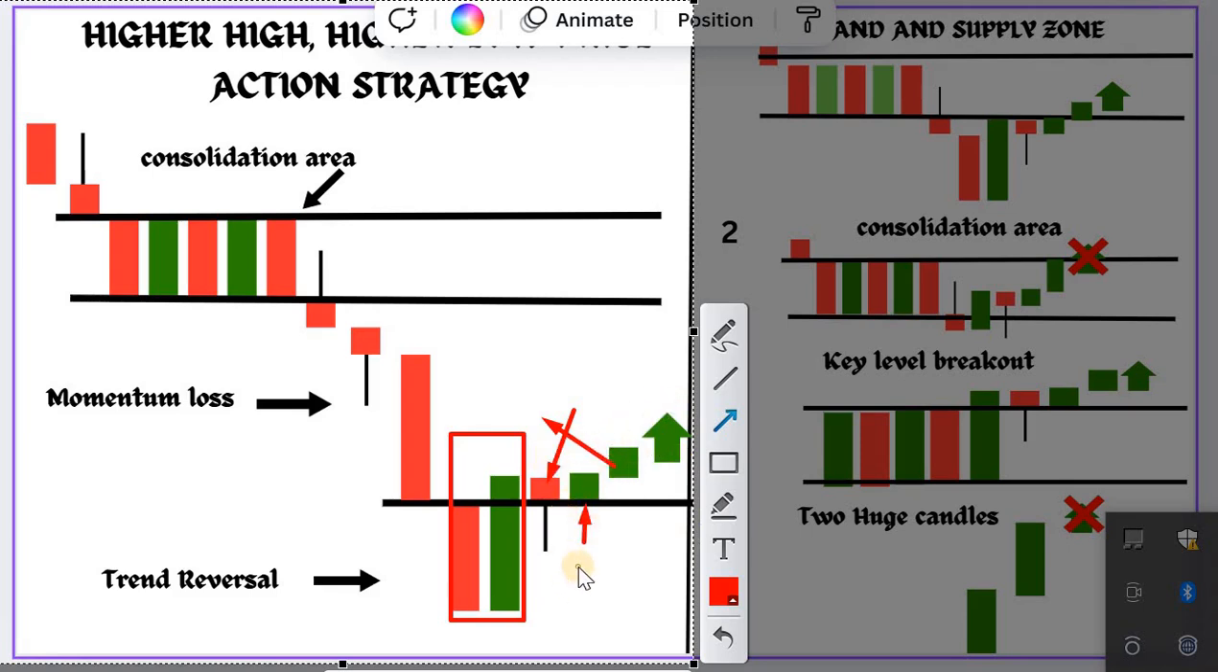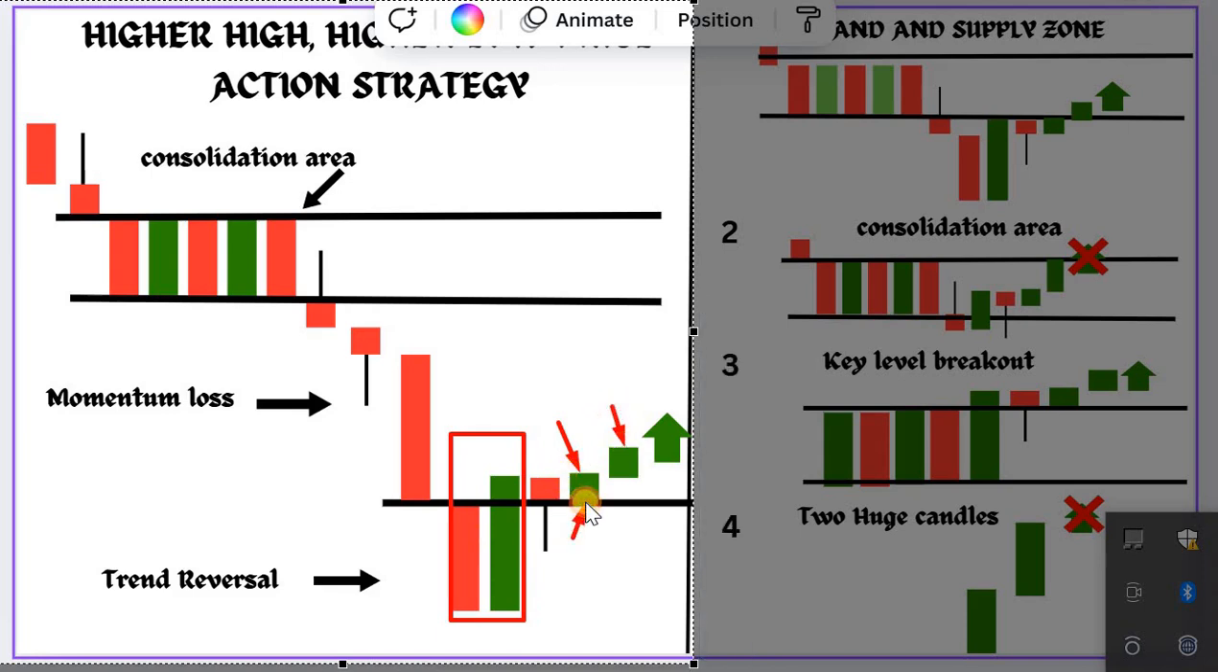Now, the other kind of pattern you can watch out for is what we call the higher high, higher low. Now, what is the higher high, higher low? These two candles are forming higher highs and higher lows. I'm going to make it clear. These two candlesticks, here is the first high, and the second high is higher than the first high. Here is the first low, and the second low is higher than the first low. This is what we refer to as higher high, higher low.